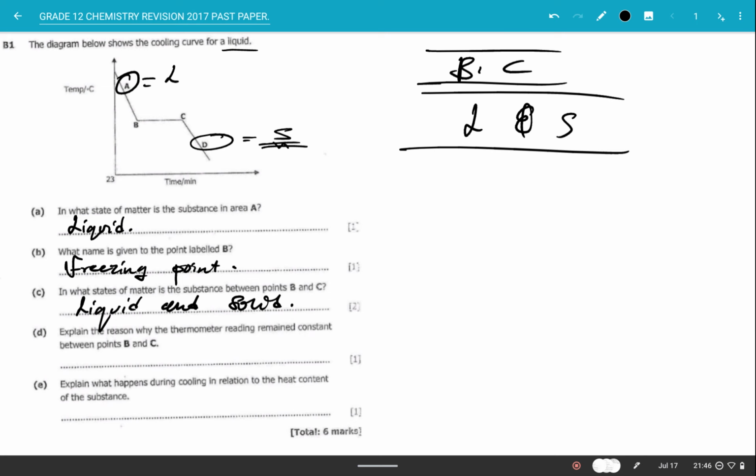Then D says explain the reason why the thermometer reading remained constant between points B and C. The reason why it's a flat line, or the reason why the temperature has remained constant, is simply because all the energy, or the heat energy to be precise, is being used to change the state of matter of that particular substance. Now others would say that the thermometer reading remained constant between points B and C simply to allow the complete change of state.